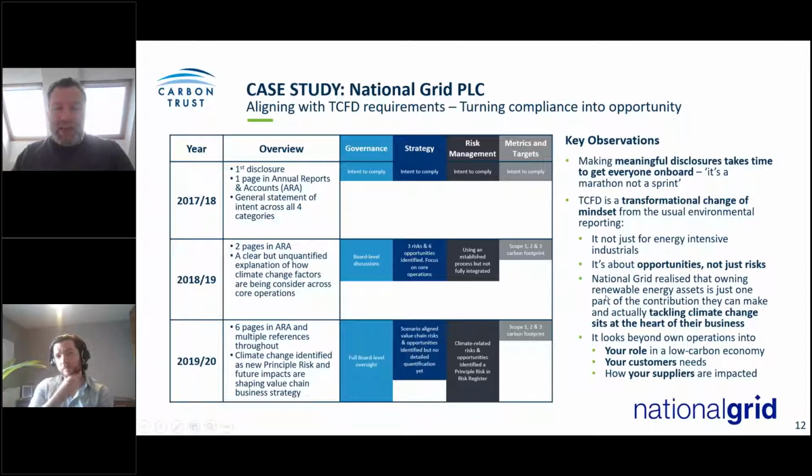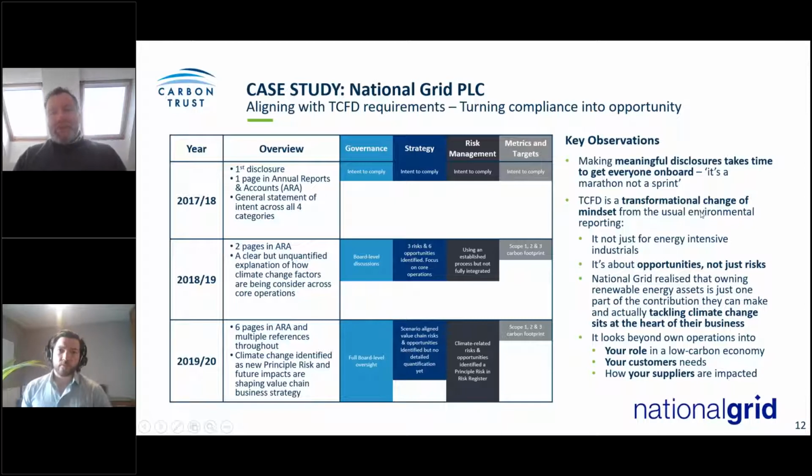In terms of metrics and targets, National Grid have always had very good information around the scope 1, 2, and 3 carbon footprints, but they're currently now working on what are the meaningful KPIs that really show how they're managing and capitalizing on climate risks and climate opportunities.